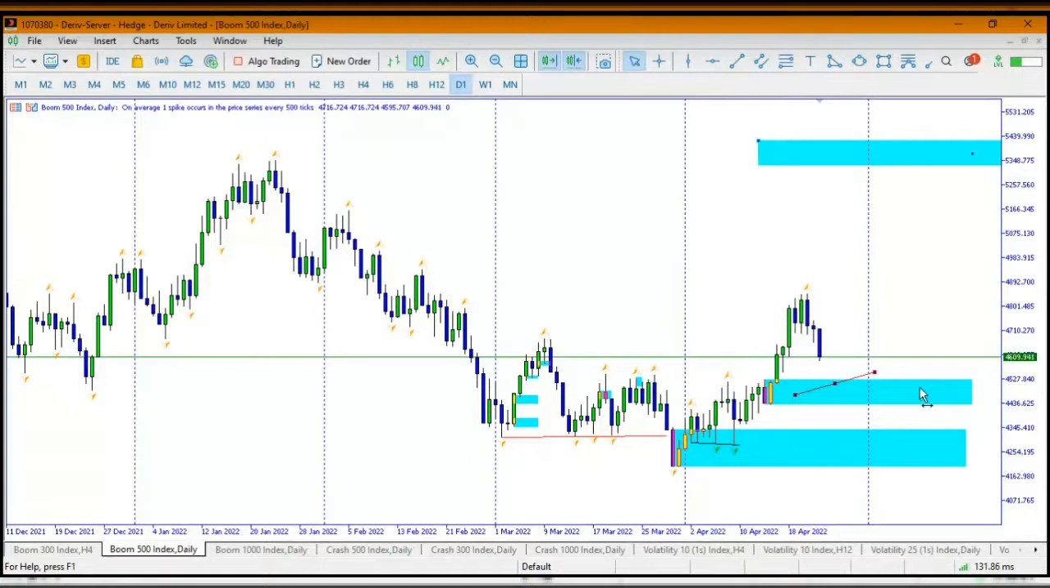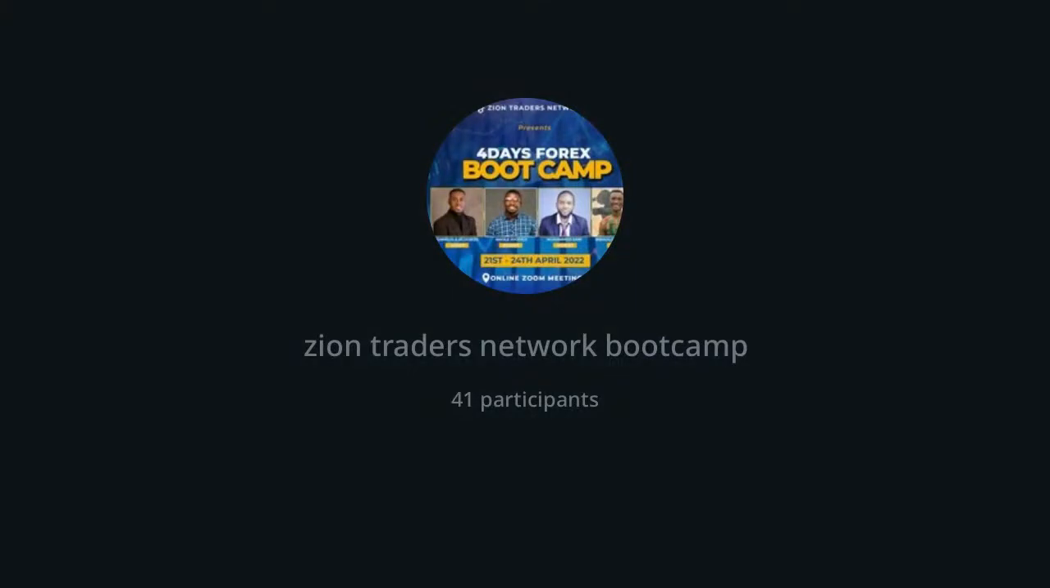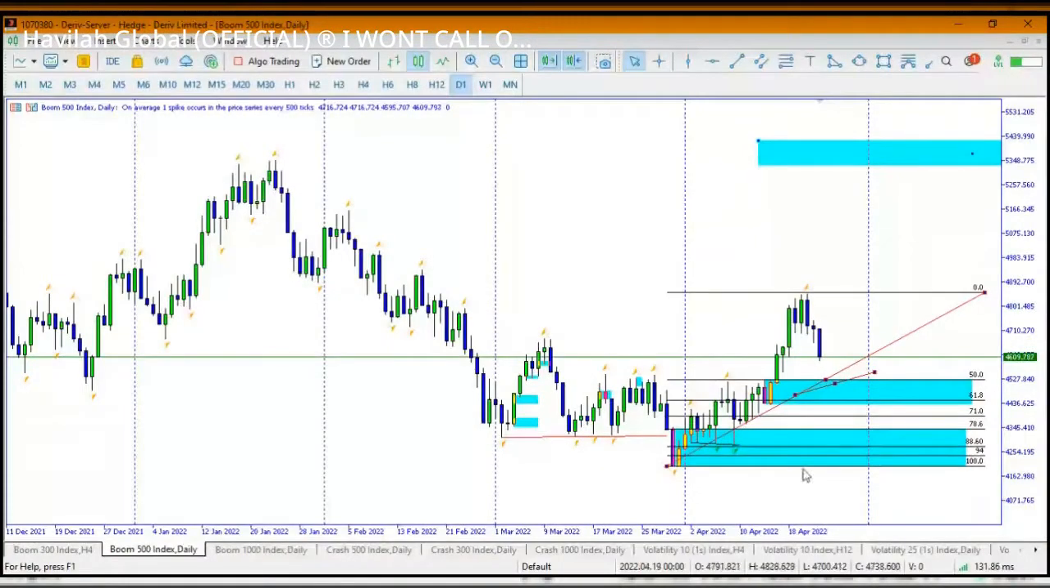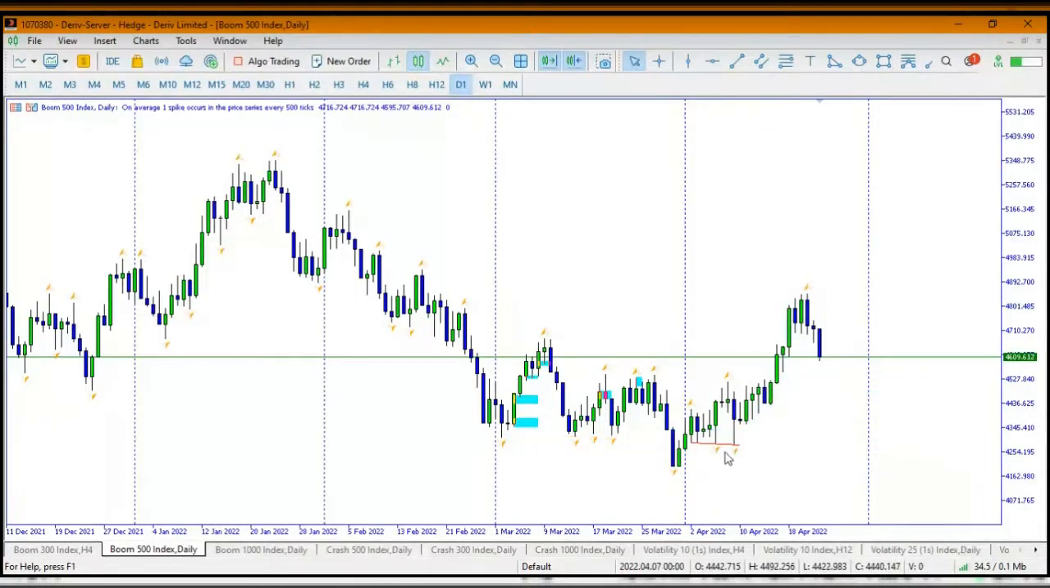Whichever case, they are still POI. Why? Because this zone is also below 50%. Anything can happen here. This is how I approach the markets.